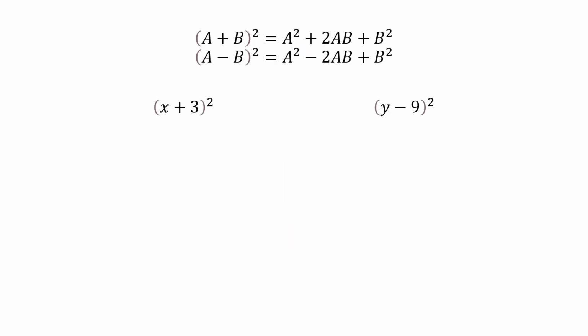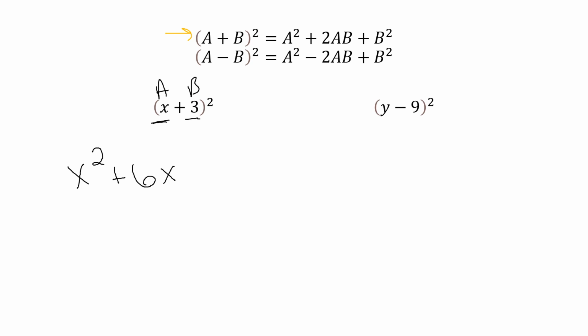So I put the formulas on top of this slide so that we can see them. And then we're going to work these two problems. So let's work through (x + 3) squared. So it's a plus, so we're going to use our top equation. And the first thing it tells us is the first term is going to be a squared. So remember, this is your a and your b. a squared is x squared. And then 2 times a times b. So 2 times x times 3. 2 times 3 is 6.